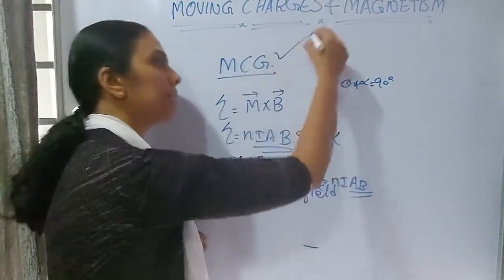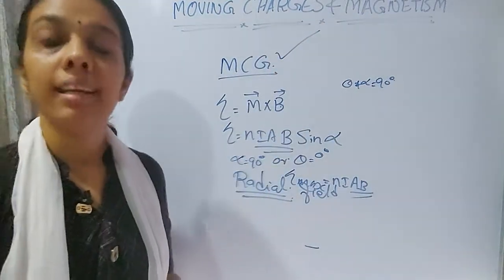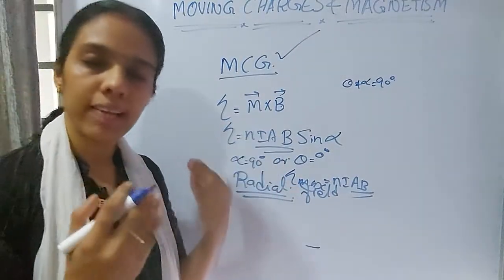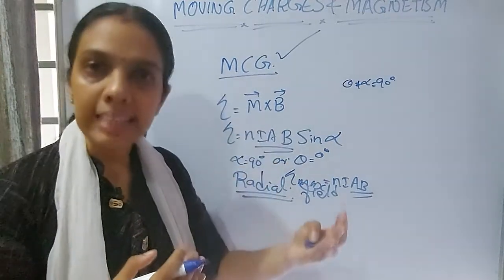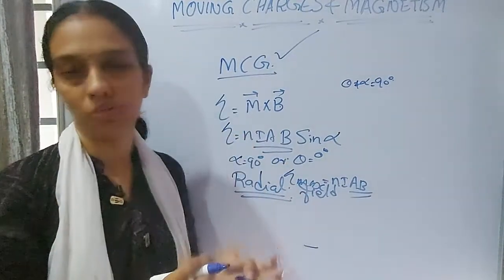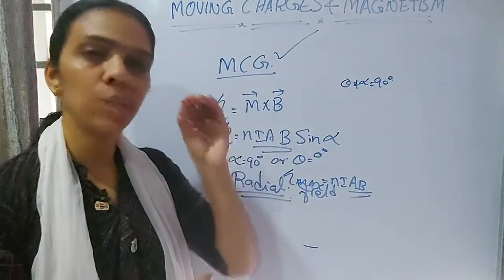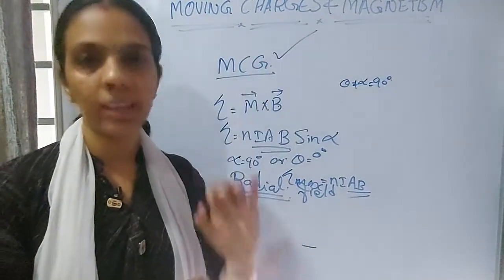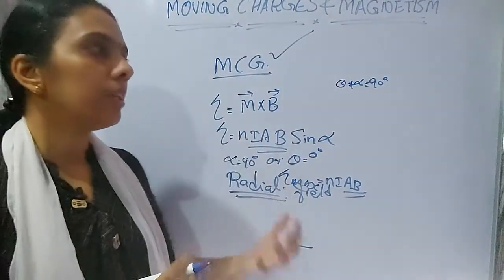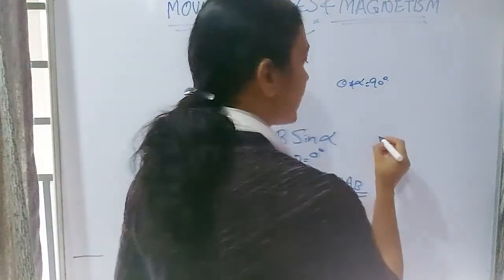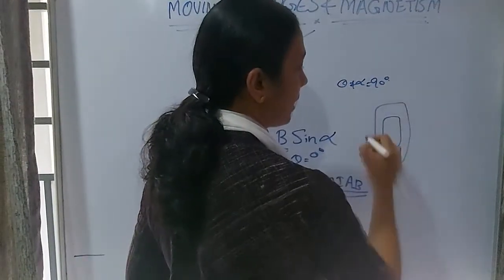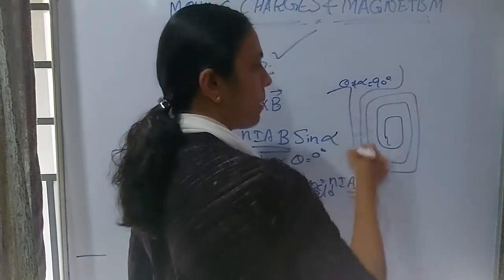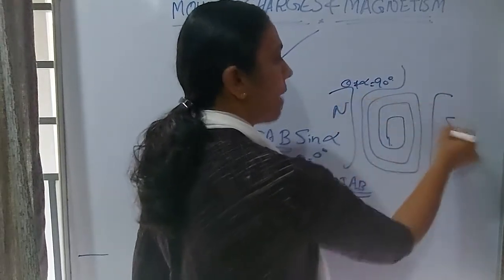So here in the MCG also we will be considering the radial field. What is the principle behind this moving coil galvanometer? It is used to detect or measure a small amount of current. Even a very small amount of current can be detected and measured using this moving coil galvanometer. In it, a rectangular coil having many turns is present in between a magnetic field.